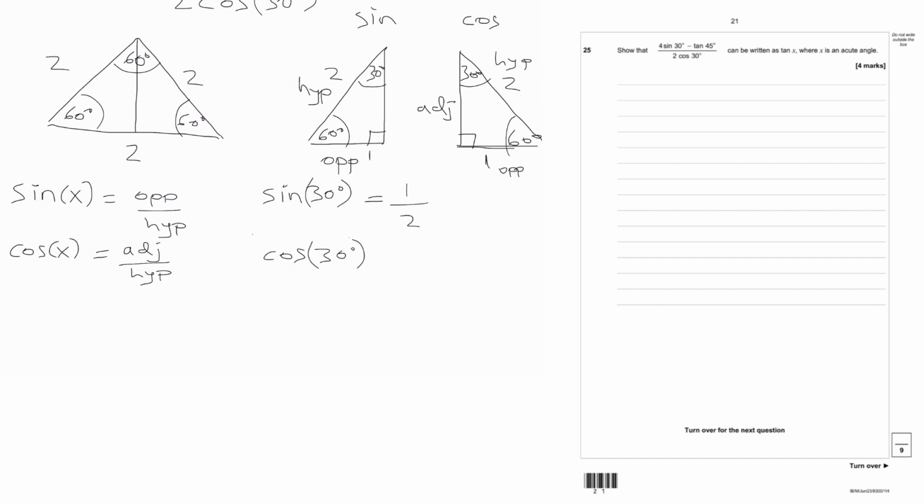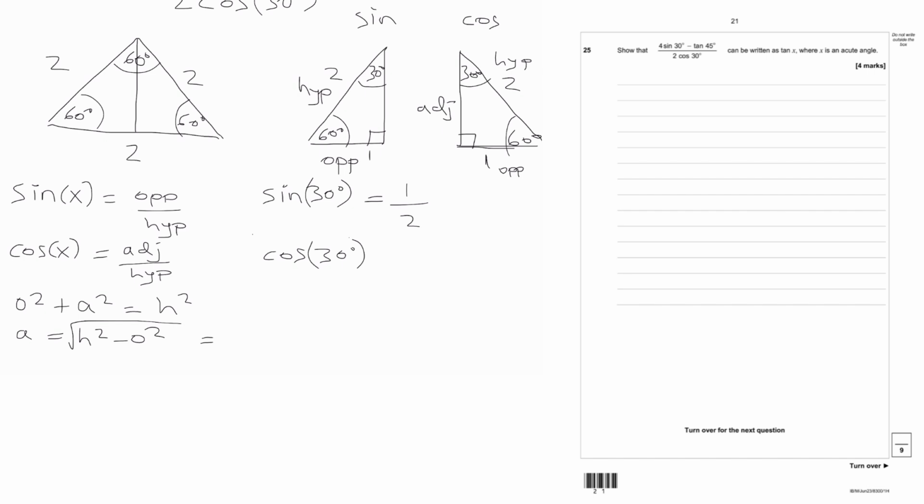Pythagoras' theorem would say, and I'm going to call opposite O and adjacent A, so it would say O squared plus A squared equals H squared, where H is the hypotenuse. And therefore, adjacent, which is what we're trying to work out, is going to be H squared minus O squared, and we're going to take the square root of that.